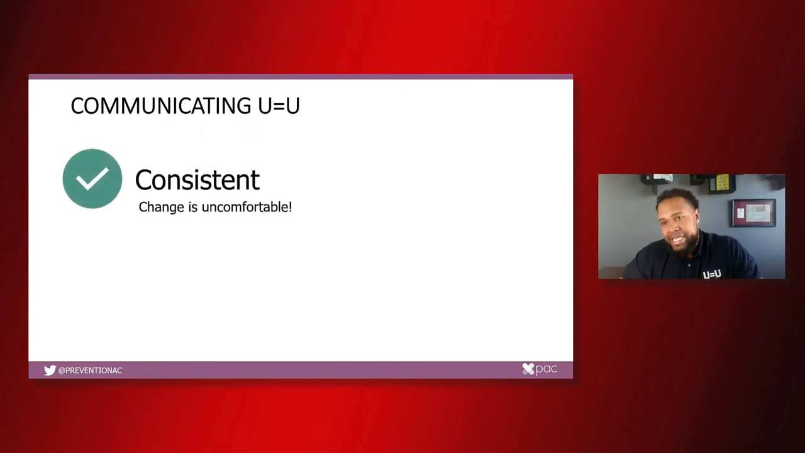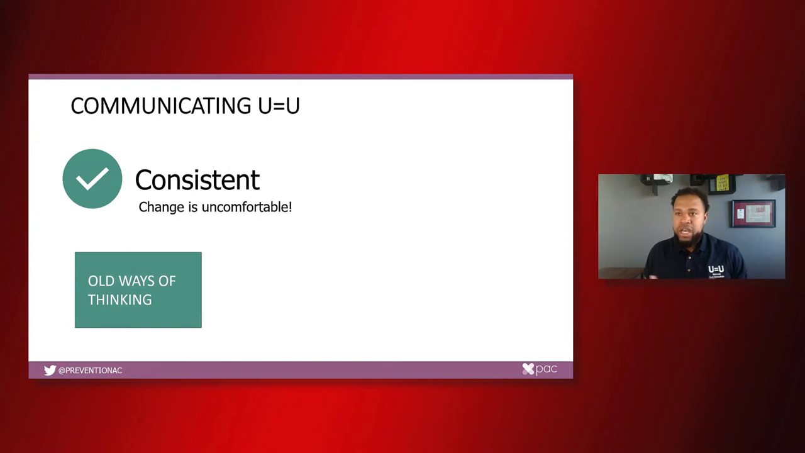Staying consistent. And this is a part that can be hard for some people because change is uncomfortable, right? A lot of folks who are here and some of us who have been inside this field or who identify as long-term survivors and so forth, this is still roughly kind of new for everyone, right? So when you're talking about U equals U, and when it first came about, it was the change, I believe, that made so many people resistant to it, because we had old ways of thinking. We have become so programmed to just say things such as treatment as prevention, which is what U equals U is alluding to as well.